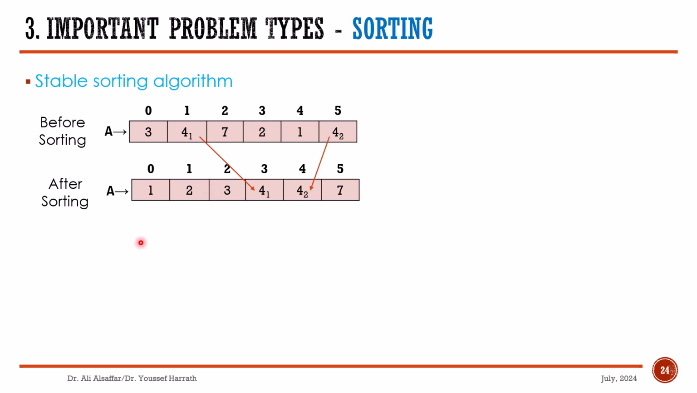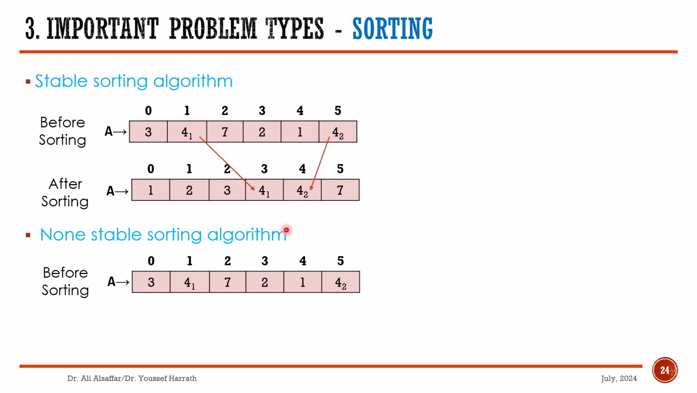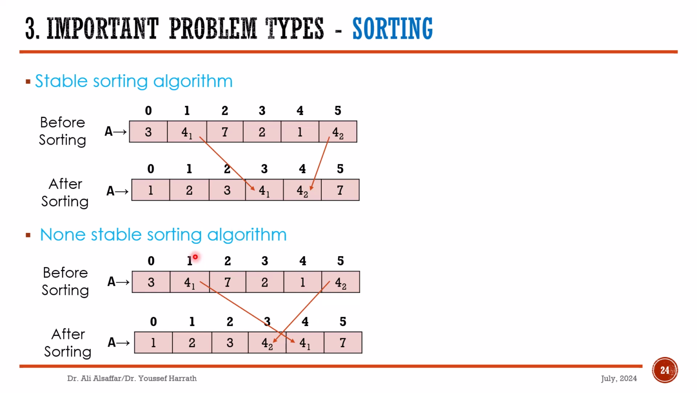Here is a sorted list generated by a sorting algorithm. This algorithm is considered a stable sorting algorithm because in the original list, the first 4 comes before the second 4, and after sorting, still the first 4 comes before the second 4. Now let us consider the same list, and suppose we get the following sorted list by a sorting algorithm. Then this algorithm is not a stable sorting algorithm because in the original list the first 4 comes before the second 4, but in the sorted list it is the opposite.